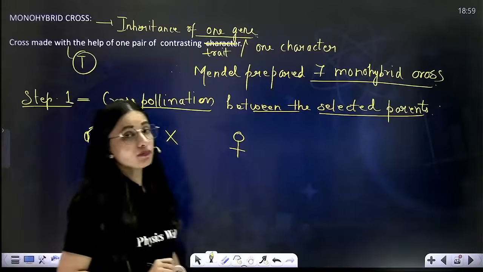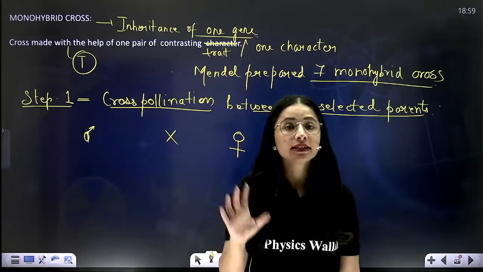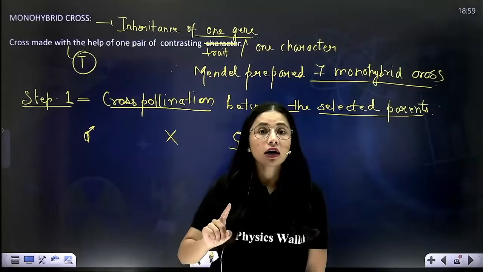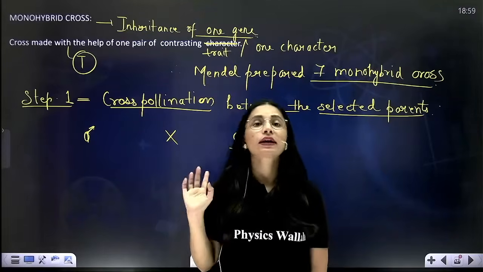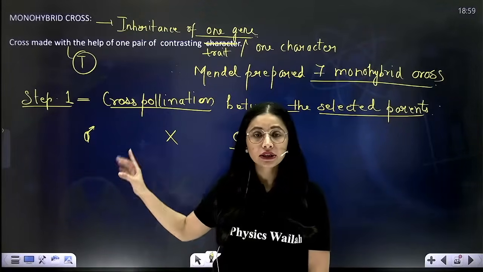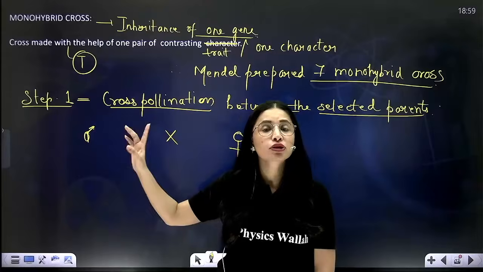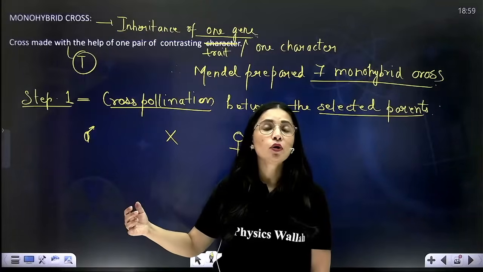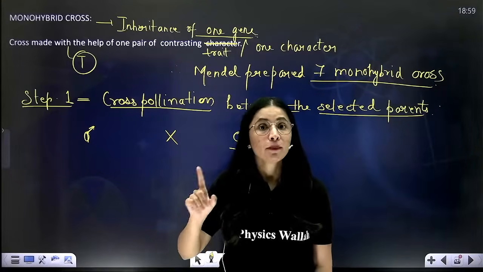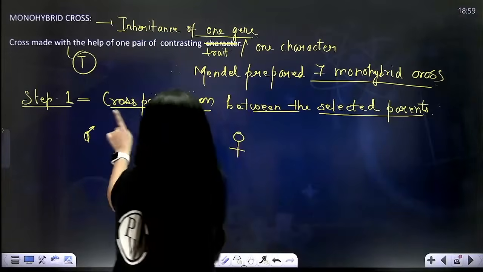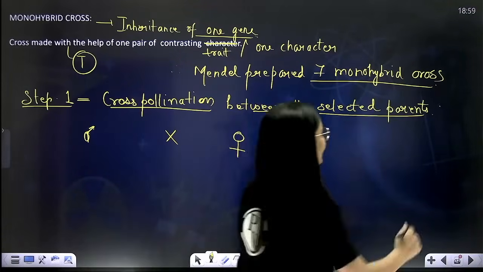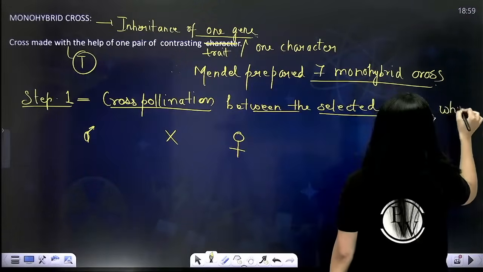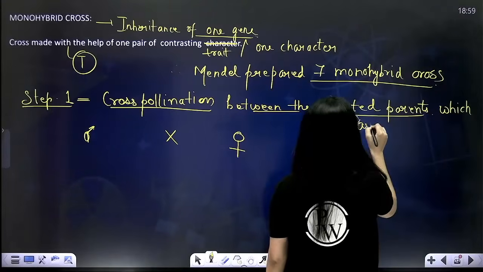Okay, beta, one more thing. Initially, the parents chosen are the ones who are pure line. That means if it is the T gene, then one of my parents will be homozygous dominant, another will be homozygous recessive. Pure line parents are chosen. So cross pollination between the selected parents which are pure line for a character.